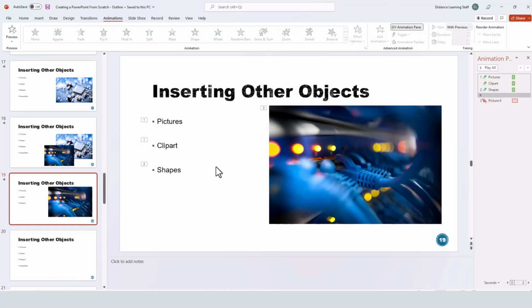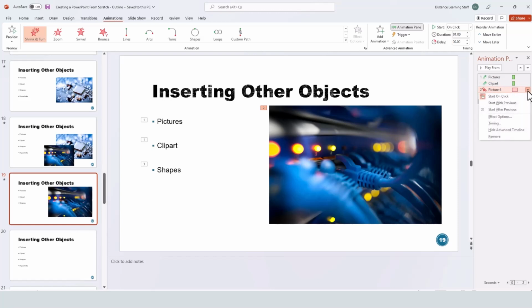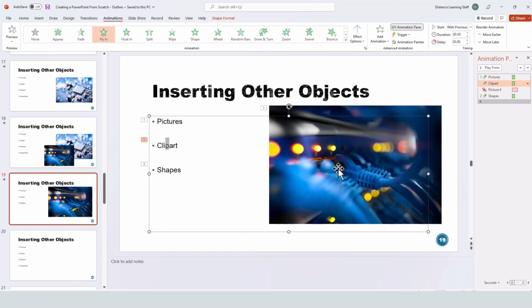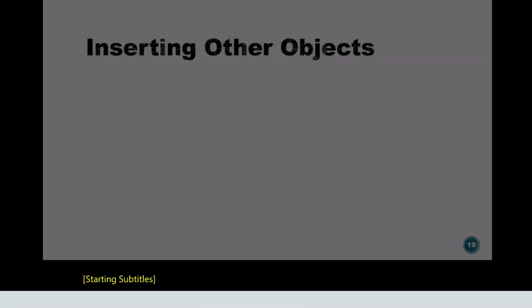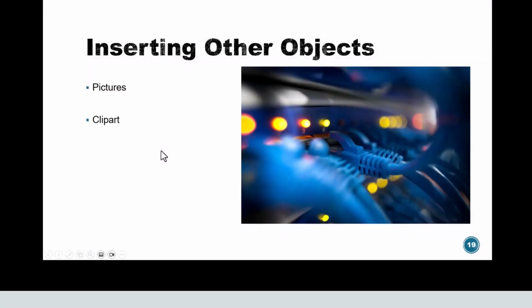Now let's say that I want this image to come with clip art and pictures at the same time. So all these 3 objects come in together. I need to move this first to right after clip art by dragging it up, and then I click on the drop down on the far right here and then select start with previous. Now all these objects, pictures, clip art, and the image on the right will show up at the same time. We'll present it. I click, it brings all 3 objects at the same time, and then it brings the next item.